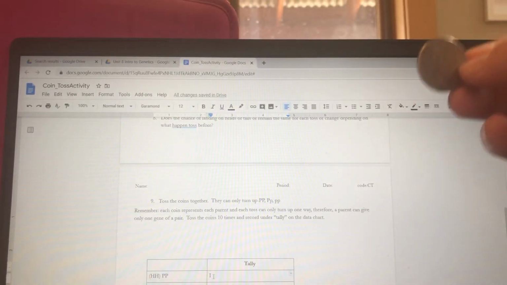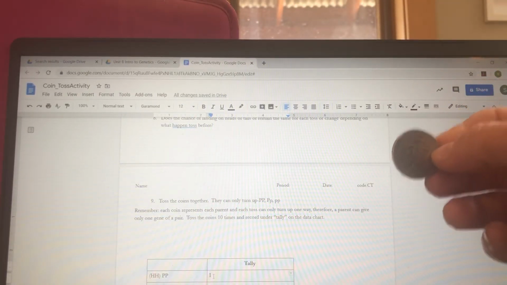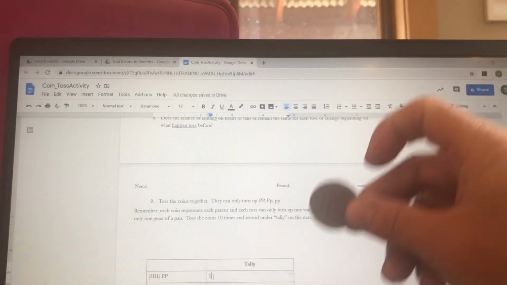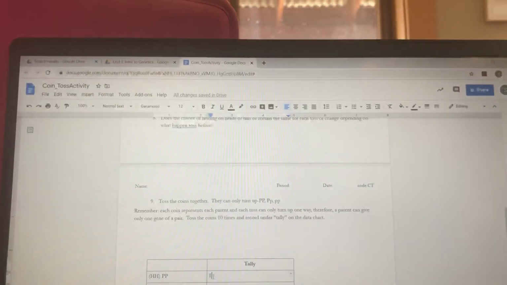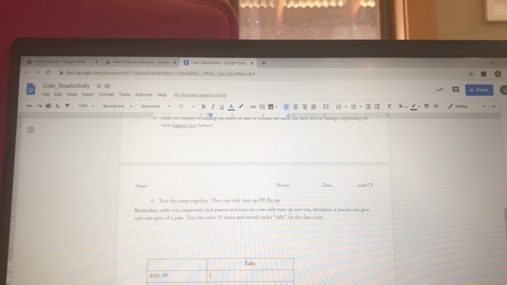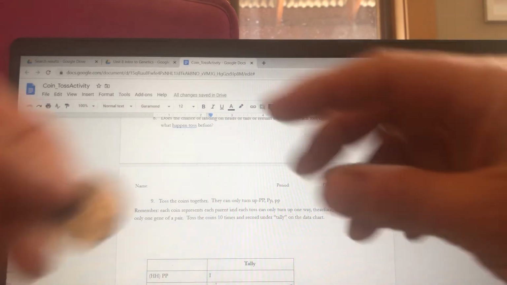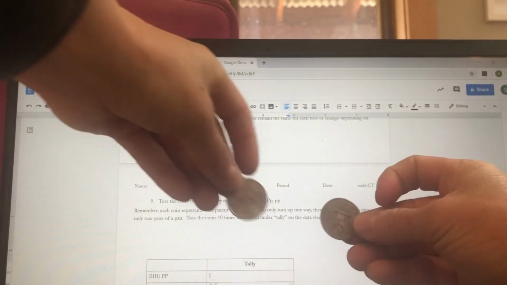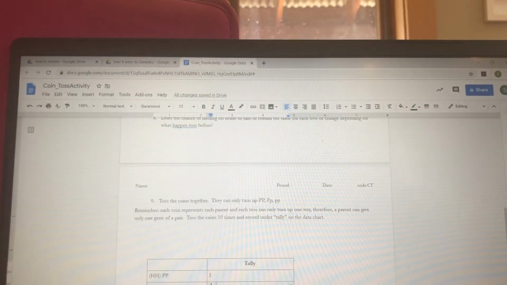Let's say they both land on tails. Let's say you get 2 tails. That would be the equivalent of 2 little p's, so you would put a little mark here. Let's say you do it again. Again, you're going to have to do this 10 times. This one lands on tails and this one lands on heads. That would be equivalent to big P, little p, and you put a tally here.